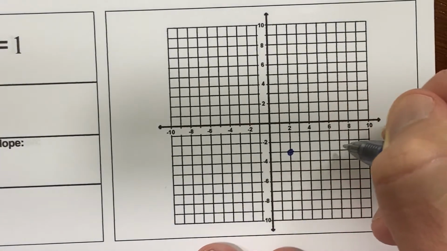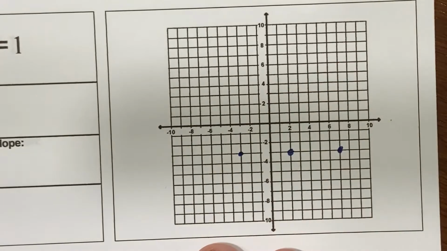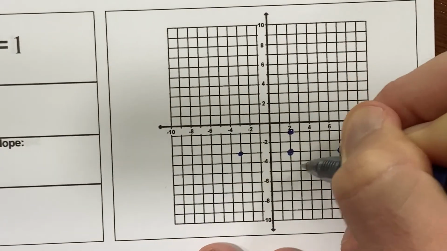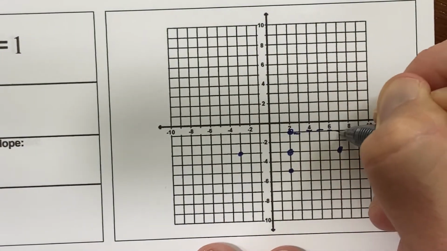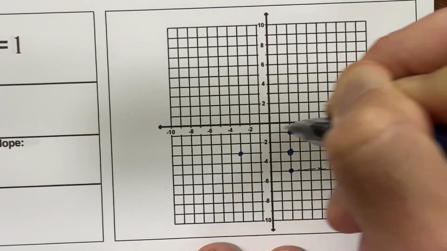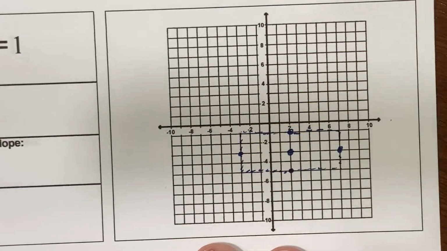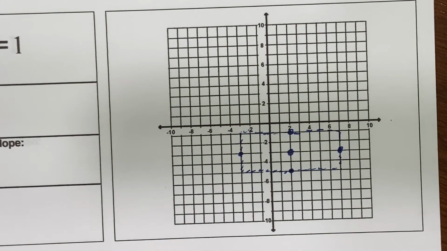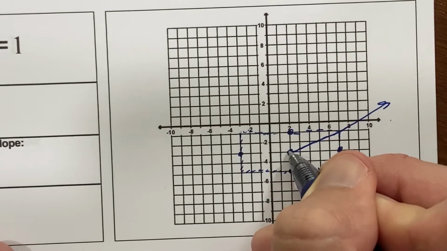So left and right 5, and up and down 2. And then that'll be where my box is, like that. And my asymptotes would look something like this.